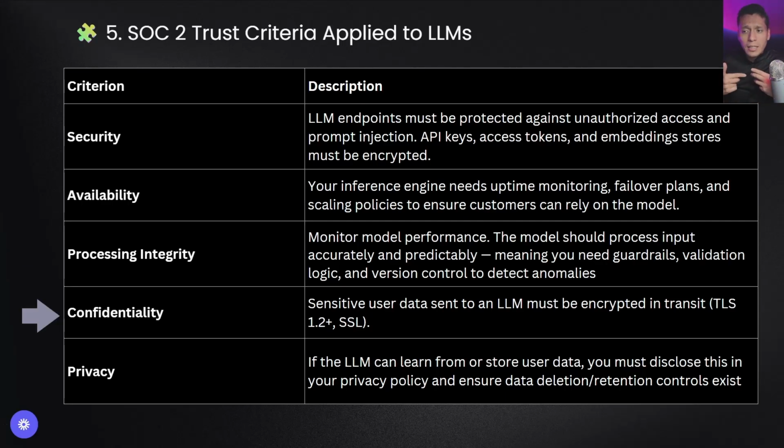Confidentiality means sensitive user data sent to an LLM is encrypted in transit between the different server instances within AWS. And privacy means that if the LLM can learn from the stored user data, you must disclose this in your privacy policy and ensure data retention controls exist.